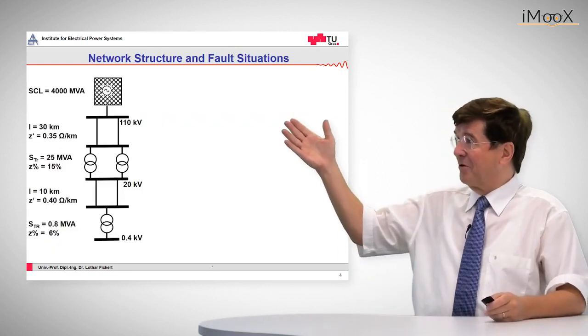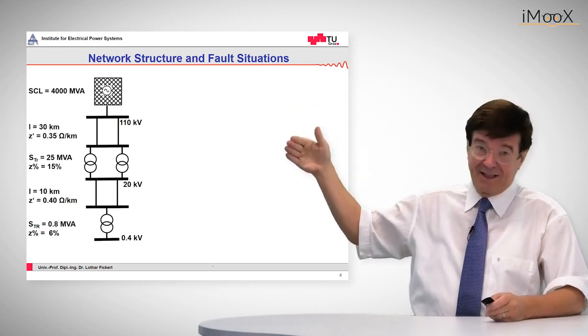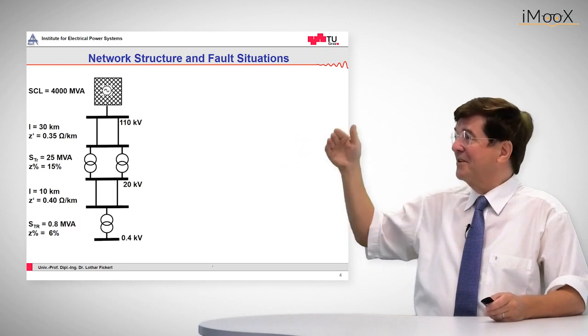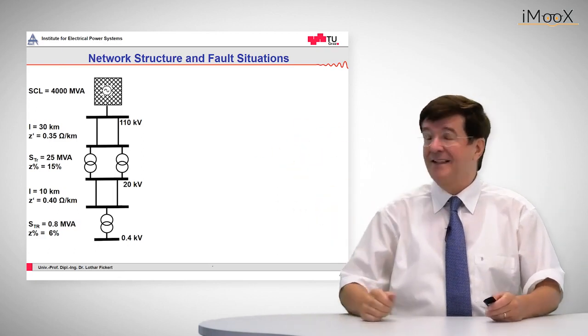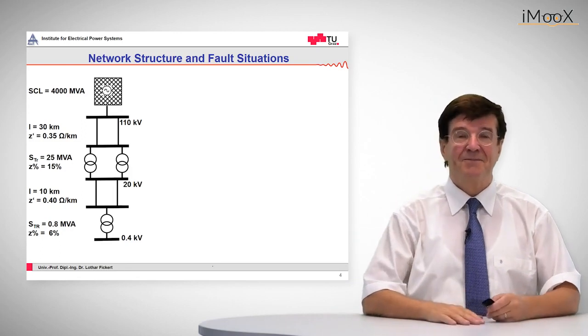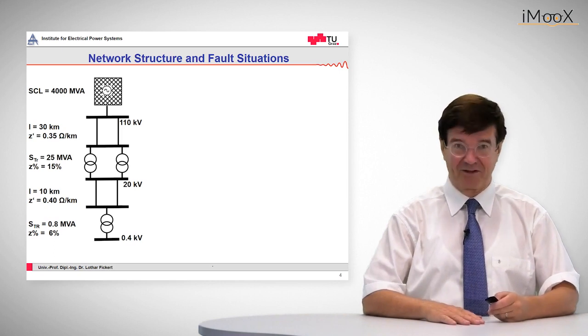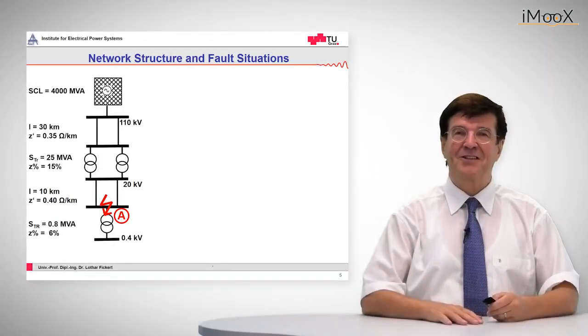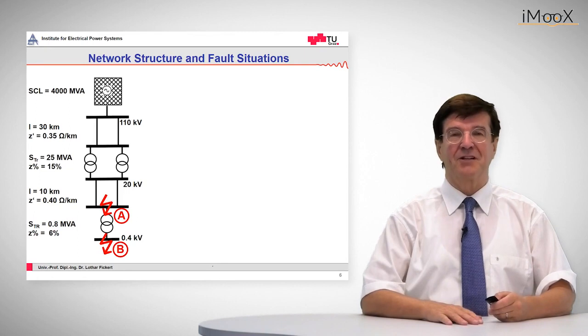The grid is made up of a superlaying grid, two 110 kV parallel lines, two transformers in parallel, again two 20 kV lines, and a medium voltage network which passes on the current through a ring main unit transformer to the low voltage side. We want to calculate two types of fault locations. One is on the 20 kV level and the other one is on the 400 volt level.